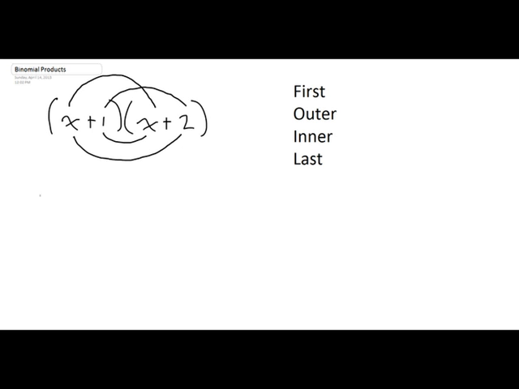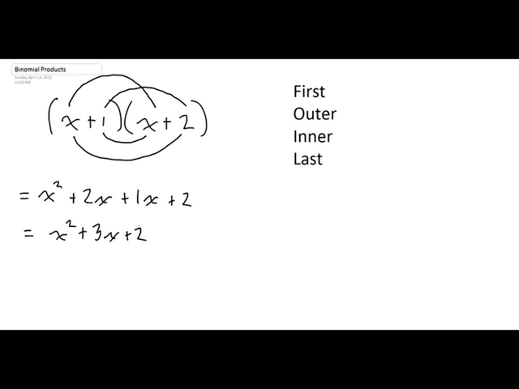So x times x, well, that gives us x squared. And now let's do our outer, x times 2. Well, that's going to be 2x. Our inner, 1 times x, well, it's just 1x. And then we've got our last terms. 1 times 2 is 2. And collecting like terms, we'll get x squared plus 3x plus 2.